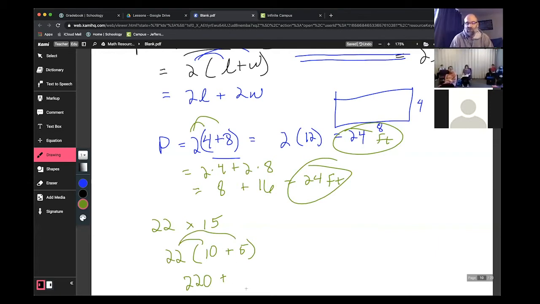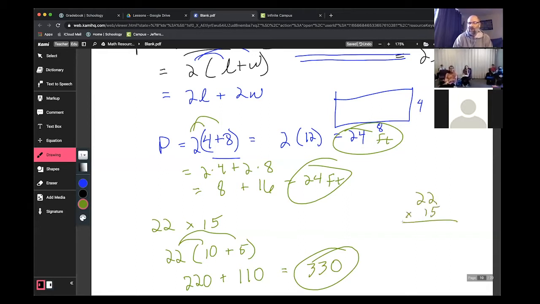So what's half of 220? 110. So those are easy addition problems. That's just 330. There's my answer. So that's kind of a fast way. So that's a distributive property. But if you did it this way, look, this is also the distributive property.